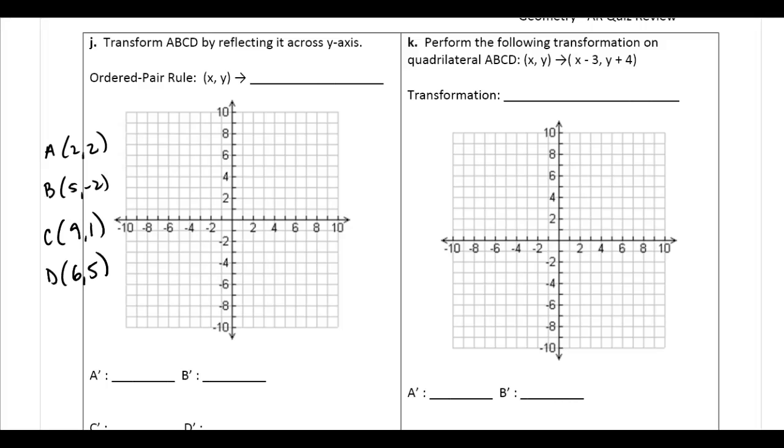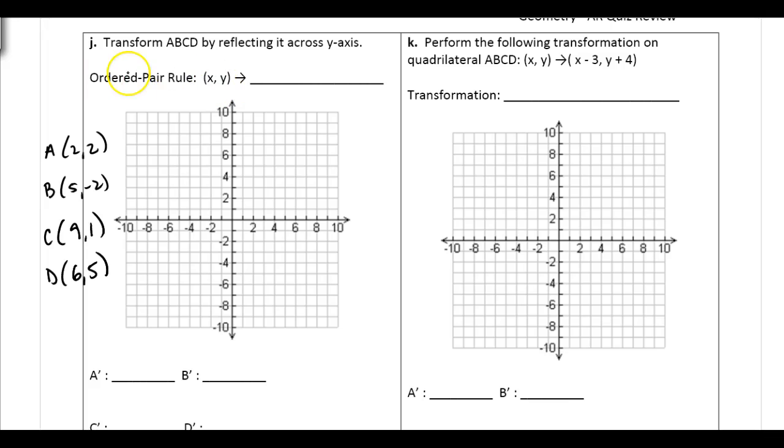This is part 6 of the video solutions of the coordinate geometry quiz review worksheet. And in this video, I'm just going to cover part J. So what we want to do is transform ABCD, which again we found in the very first part of this problem was a square, by reflecting it across the y-axis.